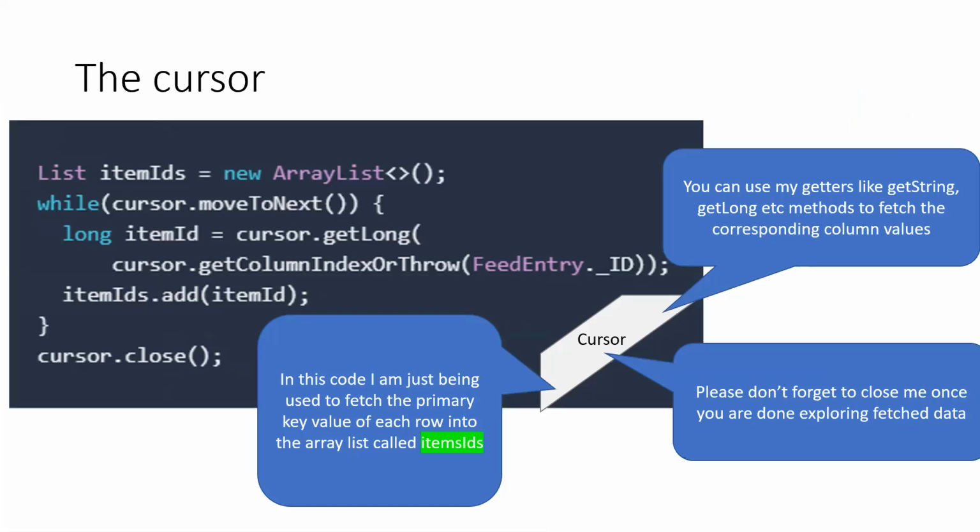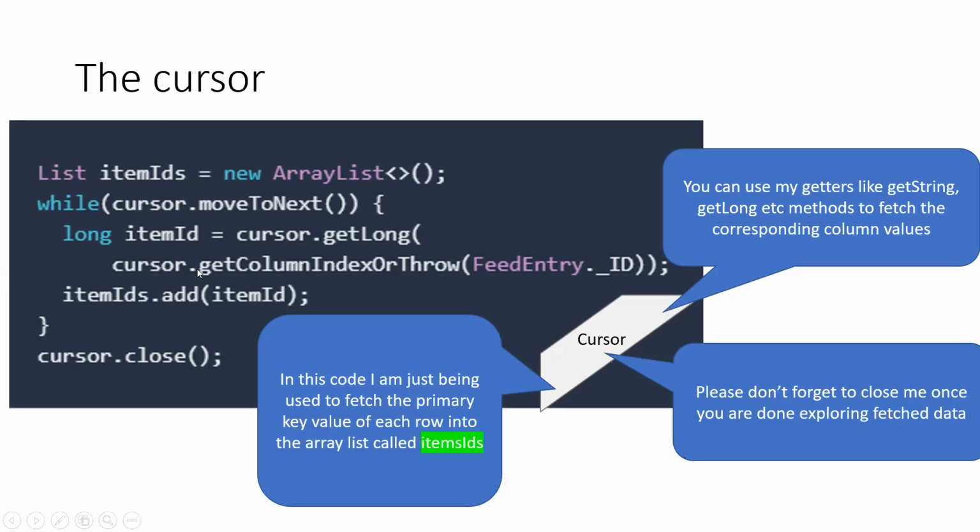This cursor is the output of that query method. I told you that you can iterate and navigate this cursor to fetch and view the values being fetched. Now in this piece of code, you have an array list, item IDs, and you are populating this array list with the primary key values of the table.